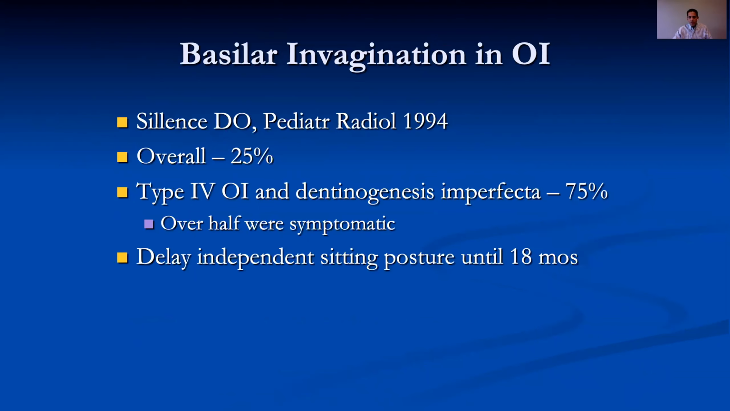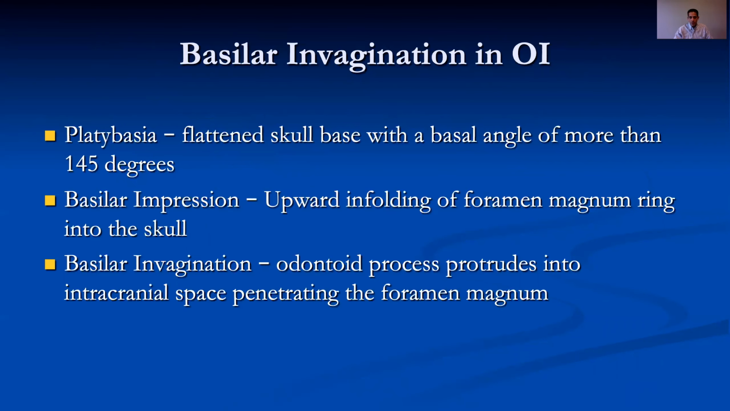Basilar invagination in OI was described many years ago by Sillence. He thought that about a quarter of OI patients got it. Type 4 OI and those with dental problems were most commonly found in his article, and over half of these people were symptomatic, and we'll get to the symptoms in a second. He did recommend delaying their sitting posture so that their head wouldn't impact on their cervical spine until they were about 18 months old. However, some of the more contemporary evidence points to a higher incidence in the type 3.